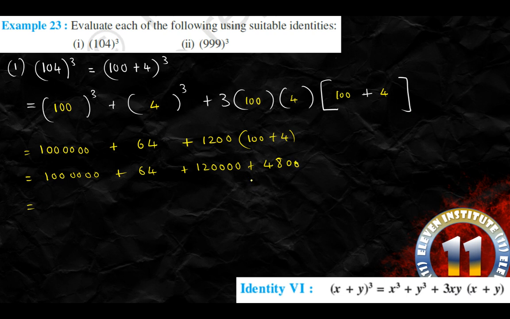Right, and when we add all this we will get 1124864 as our answer. Sorry, 1124864 is our answer, simply adding all this. Right, 64 at unit place, then we have 48, then we have this 2 and 1. Right? Pause the video and write this down in your CW.